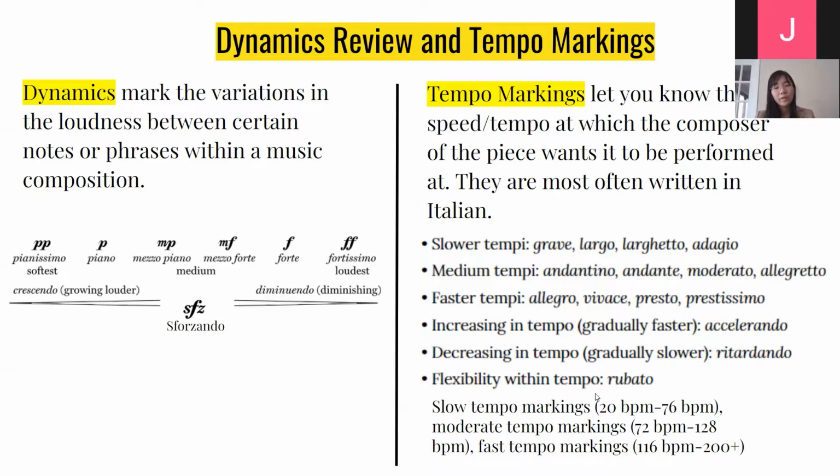And then flexibility within tempo is called rubato, and usually a composer adds that into a piece so a performer can have their own interpretation. So it's more of the large expression pieces. Down here you'll see the common beats per measure that you would practice at when you see these tempo markings. And you would enter that into a metronome like this one possibly when you're practicing.